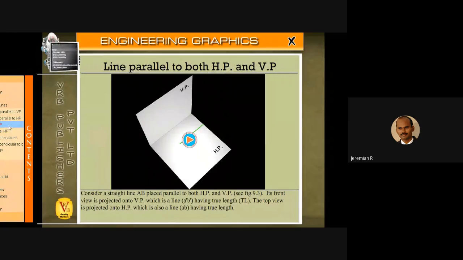Okay, so next we'll consider one case I forgot to tell: line parallel to both HP and VP. When you say parallel to both HP and VP, the distance is equal from here, from here, and from here. So the line is parallel to both HP and VP. So in the front view you will get a line, and in the top view you will also get a straight line.